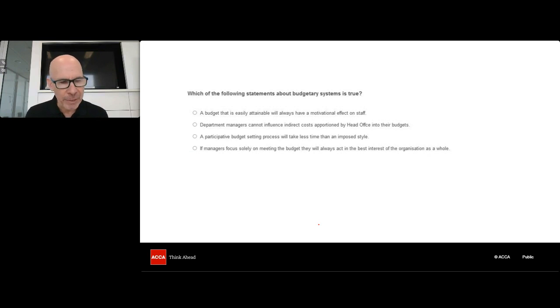Guys, the third one, participative budget takes less time than imposed. No, if we let our subordinates get involved in budgeting, we have meetings, feedback meetings, lots of email. So team, I'm going to always be eliminating, and then I'm arriving at the best answer, not the perfect answer. Team, give me a thumbs up or a smiley if you recognize elimination before you go for the correct one.